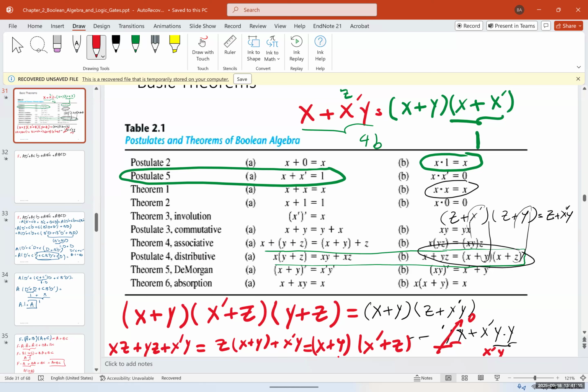So the other answer you may have is xy prime plus xz prime, which is the dual of this. Okay, so this is the final answer when we add z plus z prime and we simplify it. I don't have enough space to write the whole thing.